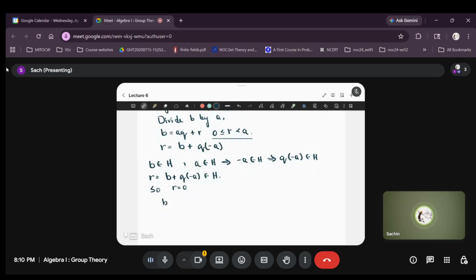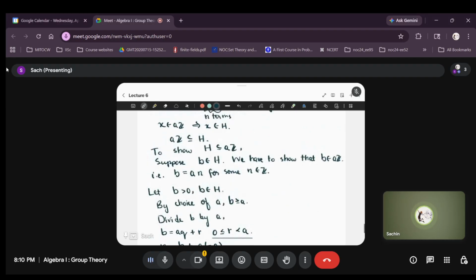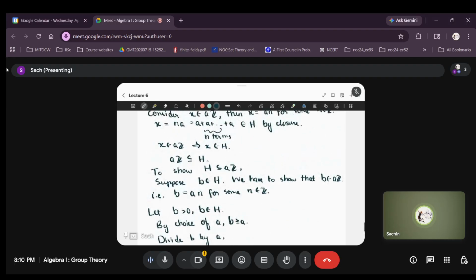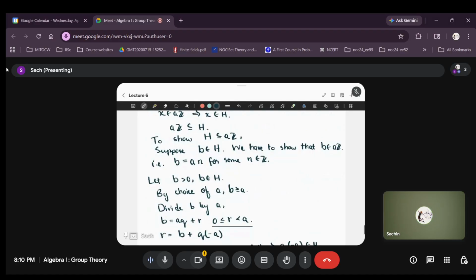If R is equal to 0, then B is equal to A times Q. A times Q is a multiple of A, so it belongs to AZ. So B belongs to AZ. What we have shown is that if B is in H and B is greater than 0, then B belongs to AZ.